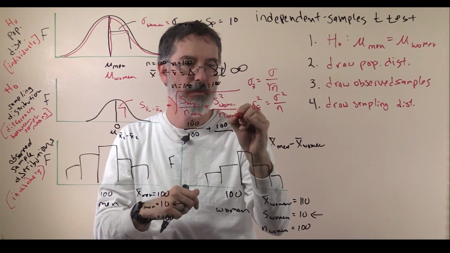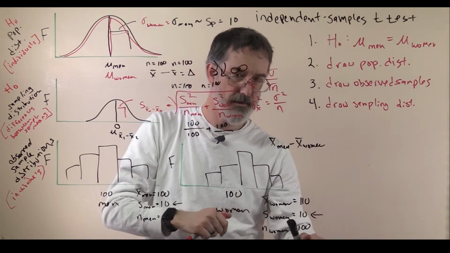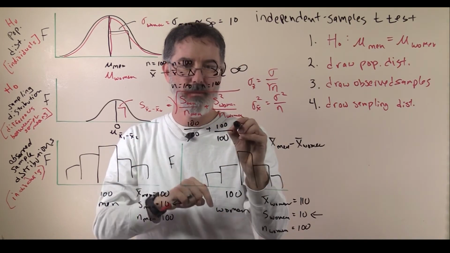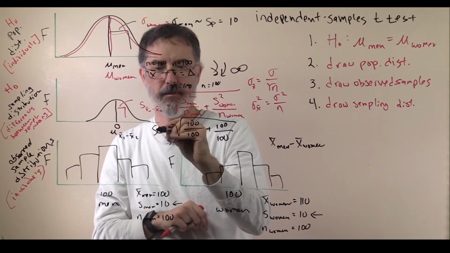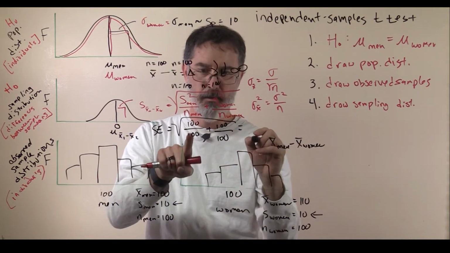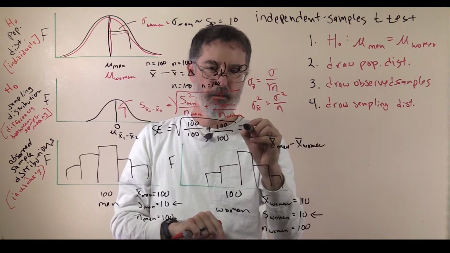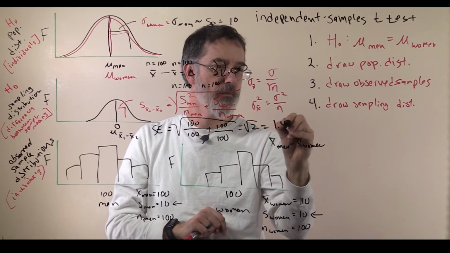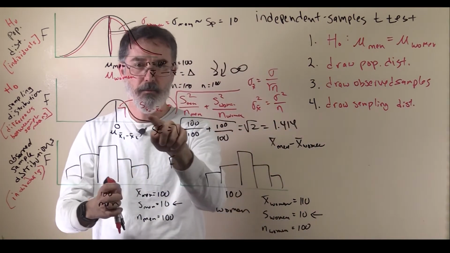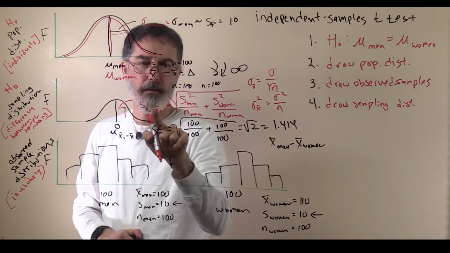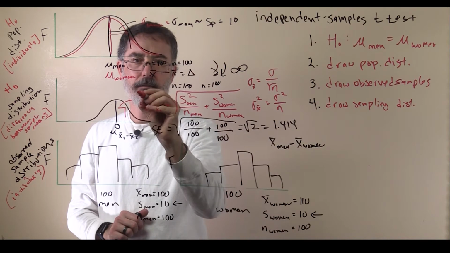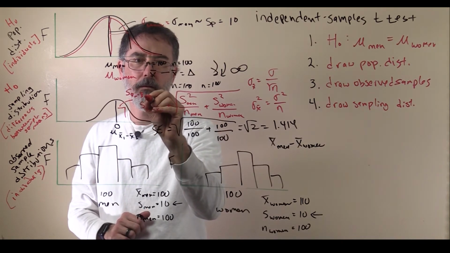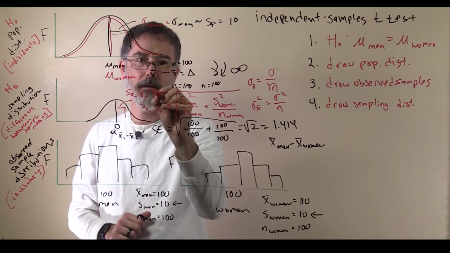This should be women's. So women's sample size, 100. And so we got all this filled in. The standard error. And so we got 1 plus 1 is 2. Square root of 2 is 1.414. So now we know that this standard deviation, the standard error of the difference between male and women, is 1.414.